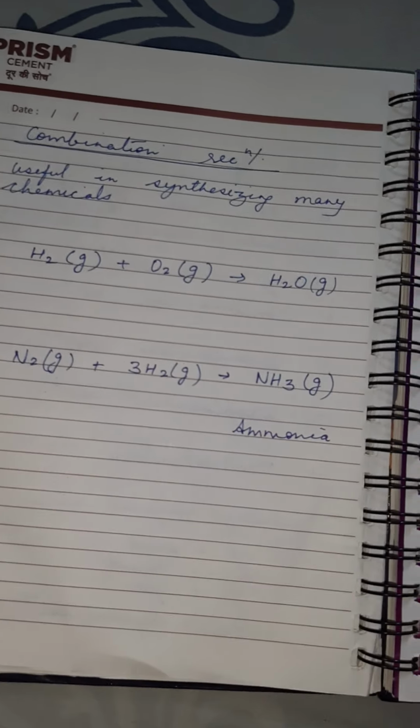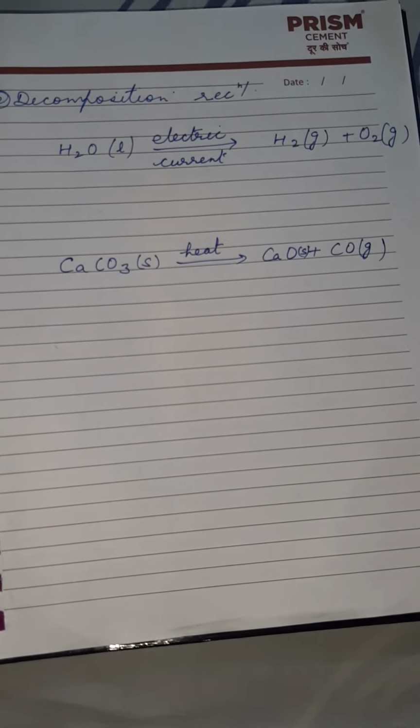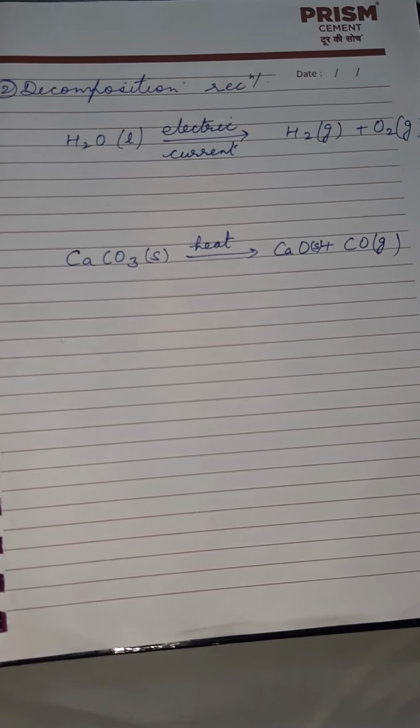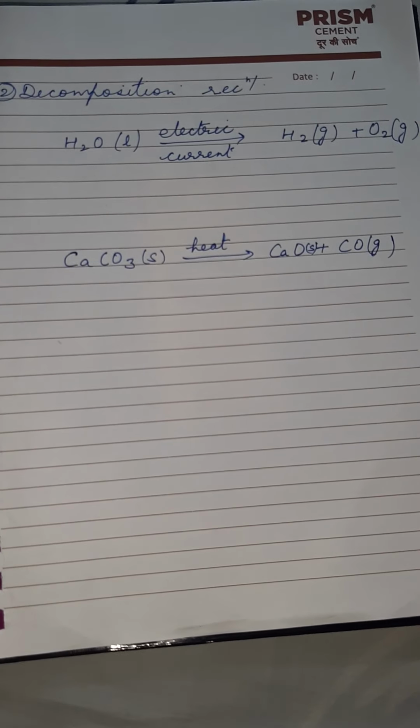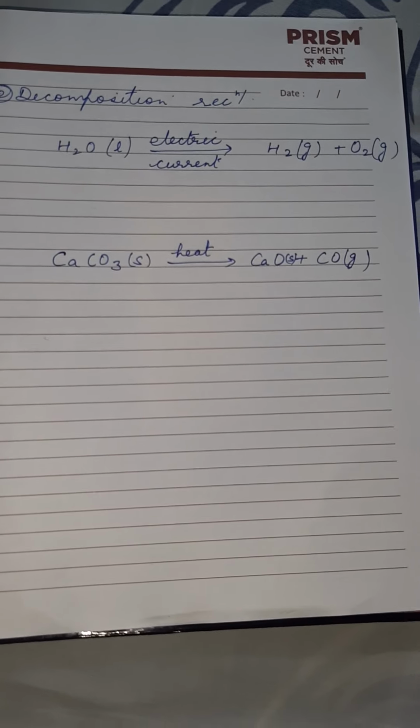Now, after combination reaction, you will see decomposition reaction. In decomposition reaction, one substance is broken down into two or more substances. It means decomposition means breaking down. Now you can see the example, water in liquid form. It occurs generally in liquid form. When electric current is passed over it, hydrogen gas and oxygen gas are released. It can be broken down into hydrogen and oxygen.